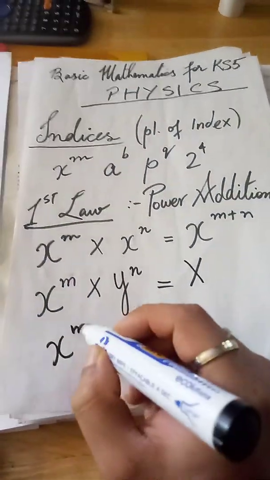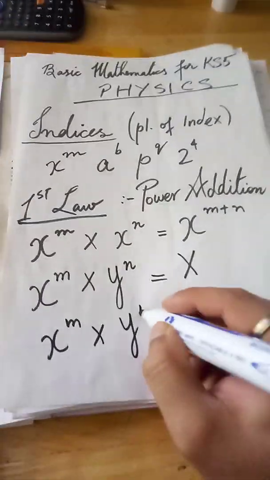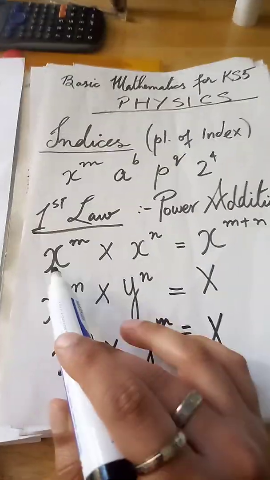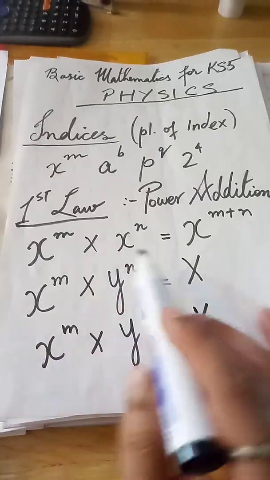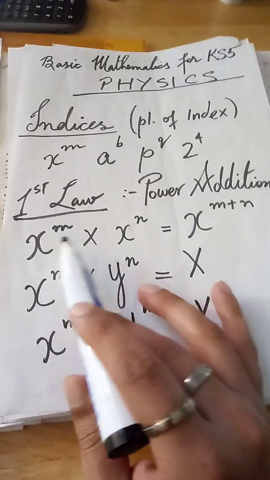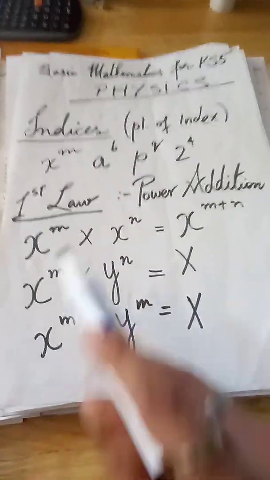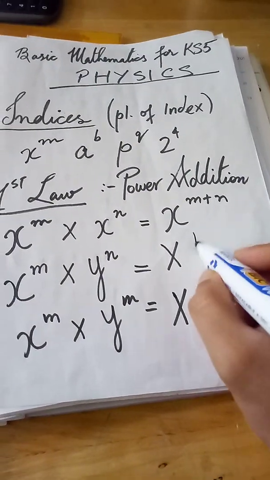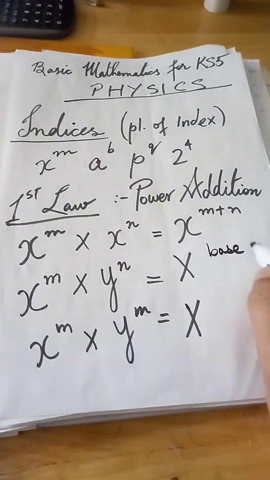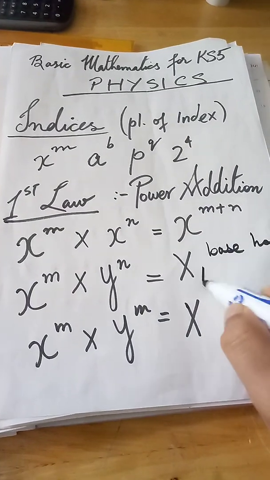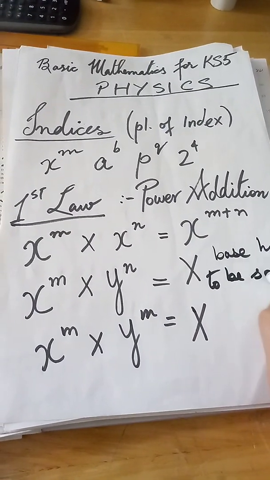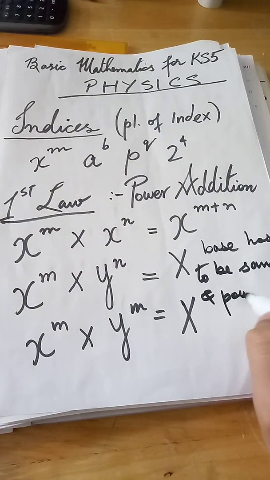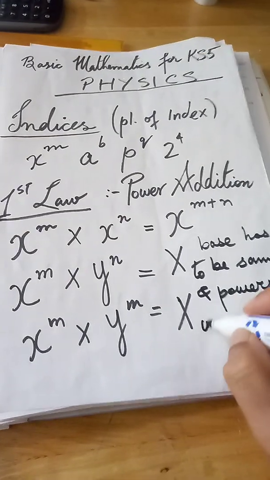If it's x to the power m times y to the power m, it wouldn't mix either. So the base has to be the same, and the power can be different. If the base is the same, the powers will add.